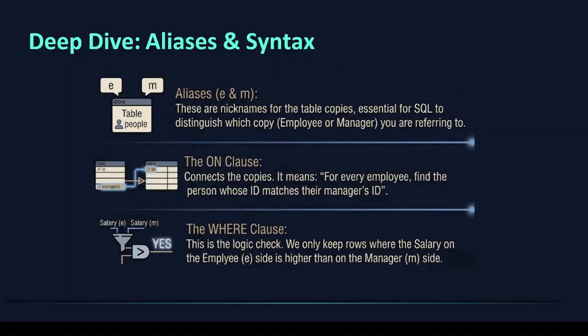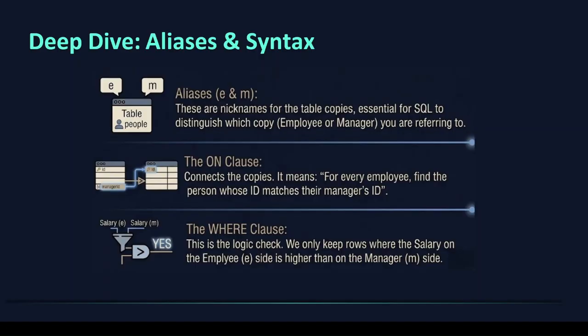Notice the letters E and M right after the table names in "from employee E" and "join employee M". Those are the nicknames. If you omit those letters and write "where employee.salary is greater than employee.salary", the database engine will crash. It has no idea which copy of the table you are referring to. The aliases E and M give SQL explicit instructions.